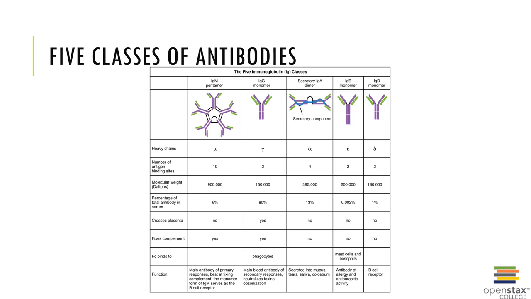IgM is a pentamer secreted after an antigen is encountered. IgM concentrations decline as IgG production accelerates. The anti-A and anti-B antibodies responsible for the agglutination of the incompatible blood types are IgM antibodies.